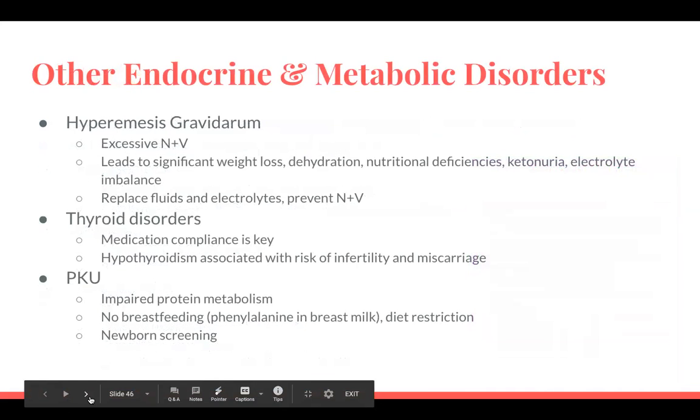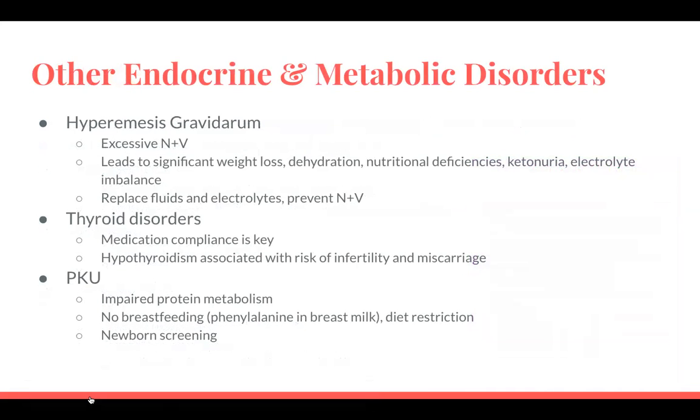All right, so other endocrine and metabolic disorders. Be aware for hyperemesis gravidarum that you're going to want to replace those. Your priority is fluid and electrolyte imbalance. You're going to want to give those antiemetics, and the symptoms you'll see are weight loss, dehydration, malnutrition, ketonuria. Be aware of that. And then you're going to want to give those small meals, and make sure you keep them away from really strong smells.